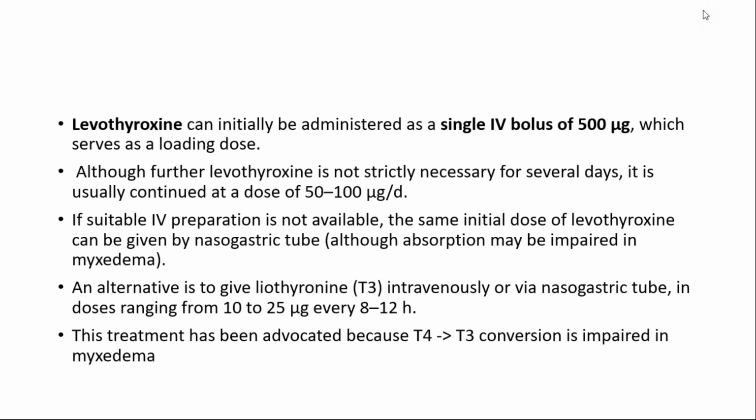Treatment is a single IV dose of 500 micrograms of levothyroxine. Mind you, the IV dose is to be given as a bolus dose, and if you cannot access IV, you can give it orally. This is the bolus dose. After that, a regular dose of 50 to 100 microgram per day orally can be continued. Another alternative is liothyronine via NG tube, 10 to 25 microgram every 12 hours.